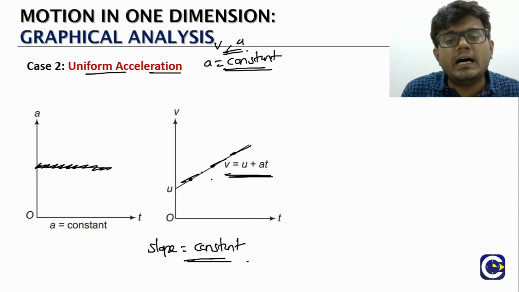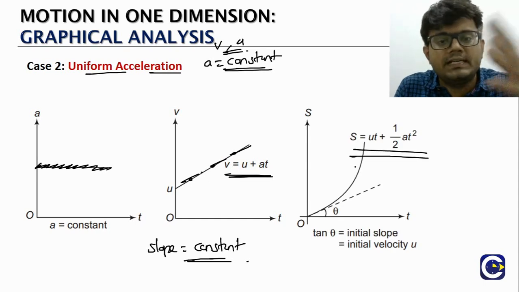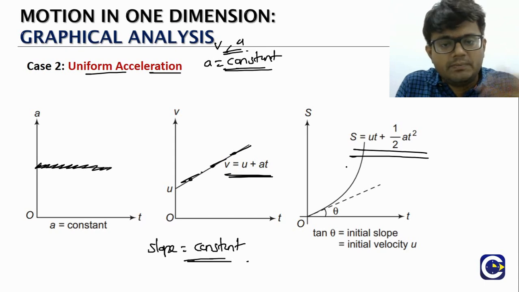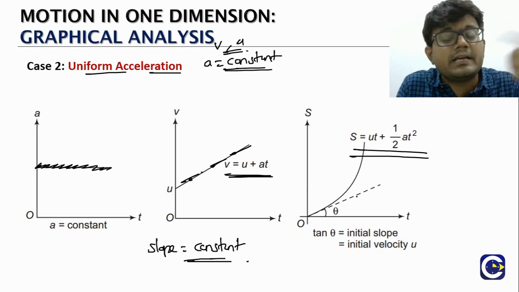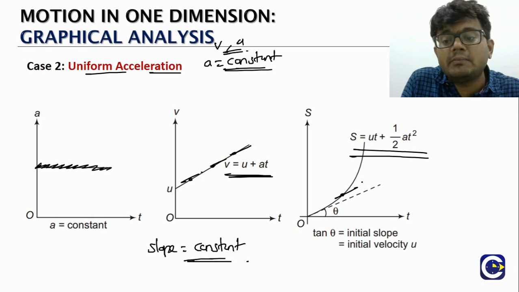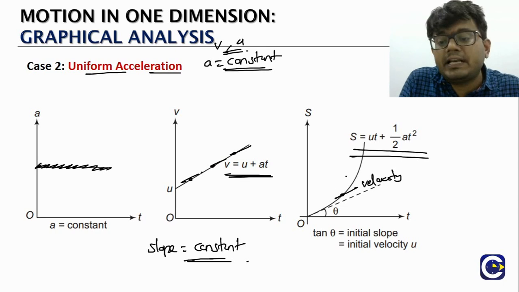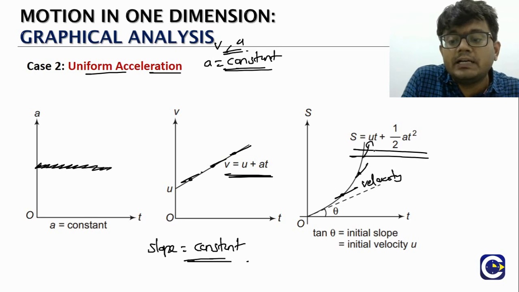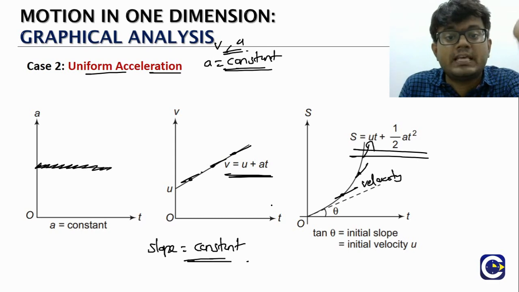What about the displacement? We know in case of uniform acceleration, what is the displacement equation? S is equal to ut plus half at square. So how about the curve shape? The displacement will be increasing, but what is the slope of the displacement time graph? It is the velocity. Since it is uniform acceleration, the velocity will keep on increasing, so the slope of the tangent you draw will keep on increasing.